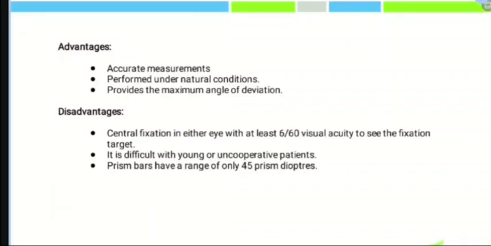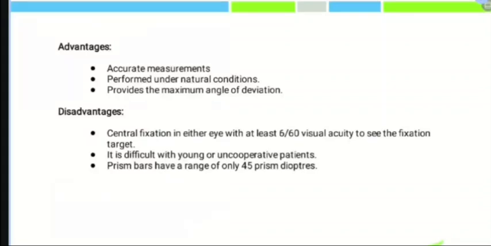And what is the disadvantage of it? If the patient has central fixation in both the eyes, but the patient's visual acuity is less, it is quite difficult to maintain it, because the patient can't fixate on the distance object or the fixation target. And it is quite difficult with patients who are very young or very uncooperative. And we have a certain limitation of the prism bars, but nowadays we have the availability up to 60 prism diopters, so we can measure up to 60 prism diopters in the market as well.